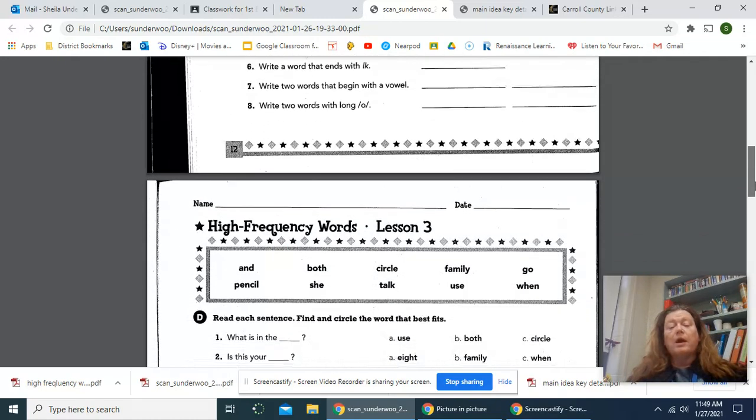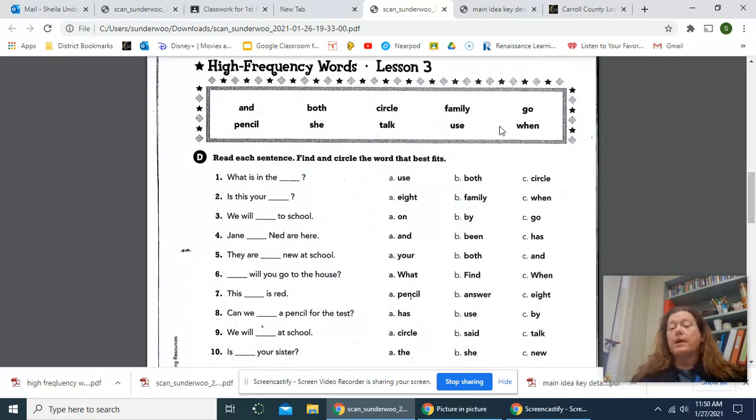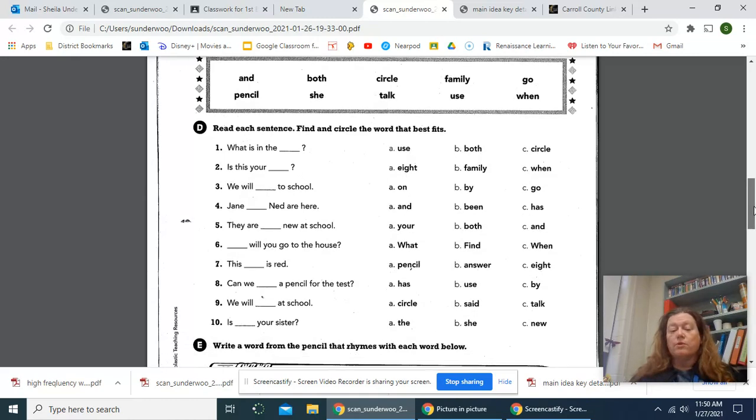Okay. On the second page of the frequency lesson 3, again, you have your word box, and they are the same words. You're going to answer some sentences. What is the blank? Is it use, both, or circle? Which one best fit? What is in the use? What is in the both? What is in the circle? Well, it sounds to me like circle is the best choice. So you're going to circle, and go to the next one. Okay? You're going to answer all of those.